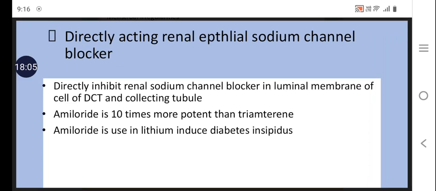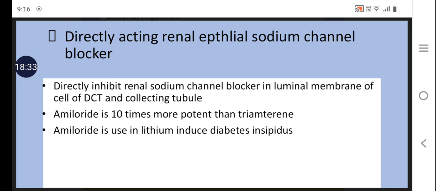Next are the directly acting renal epithelial sodium channel blockers. Two names are there: triamterene and another is amiloride. These two drugs come under the class of directly acting renal epithelial sodium channel blockers. These drugs directly inhibit the sodium channel in the luminal membrane of the distal convoluted tubule.